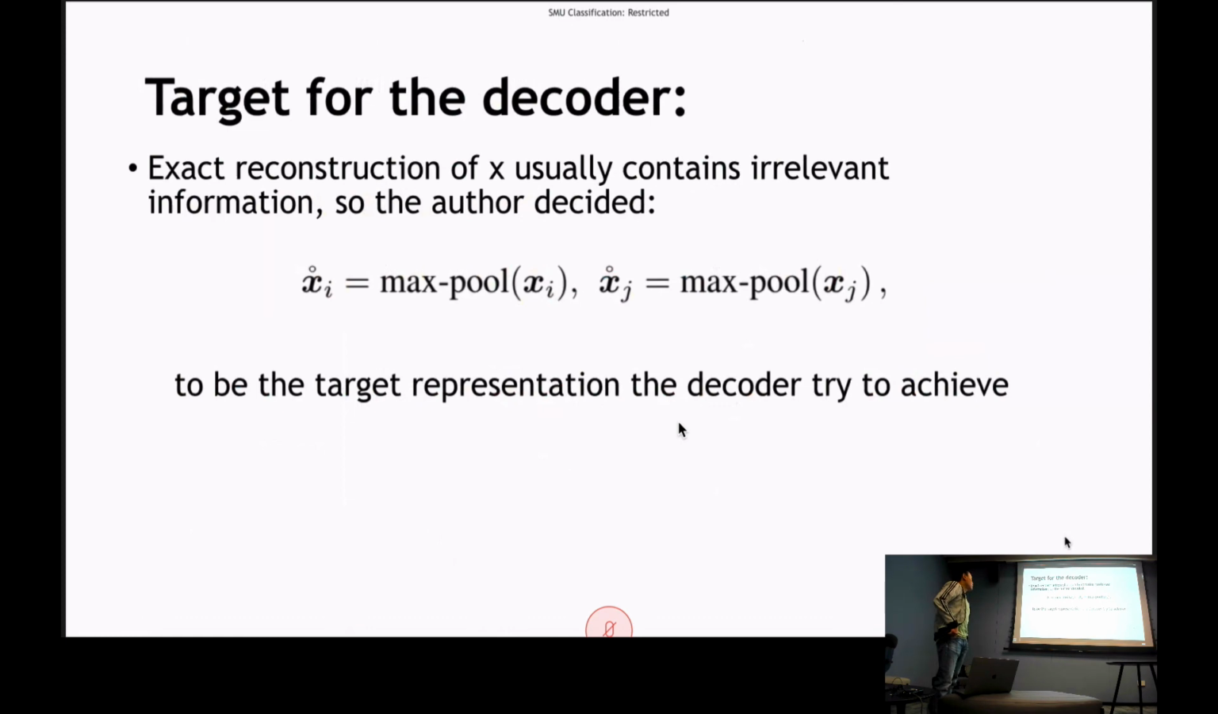So the target for the decoder. The author decided that the max pool version of the original textual embedding would be the target representation for the decoder to try to achieve.